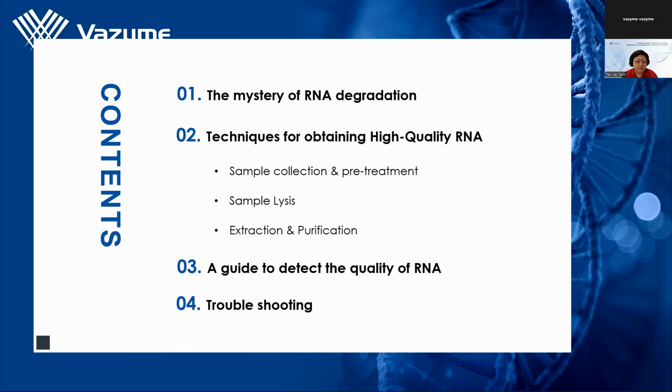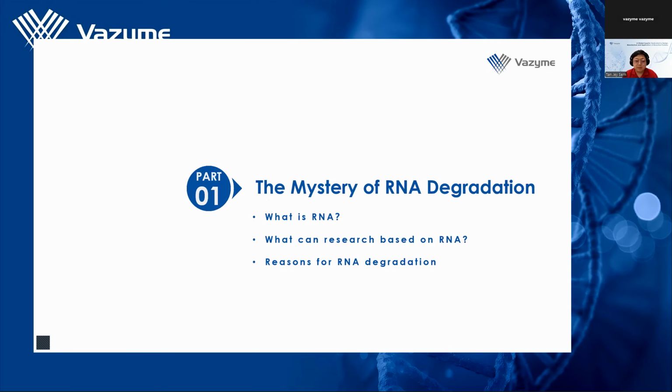There are four aspects that we'll be covering today. Firstly, we will understand why RNA degrades so easily. Secondly, how to obtain high quality RNA. Third is how to inspect the quality of the extracted RNA. And finally, addressing common issues pertaining to RNA. So first, let's delve deeper into RNA itself. What is it? What can you do about it? And why does it degrade so easily?